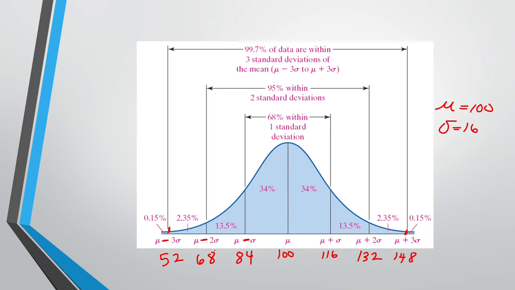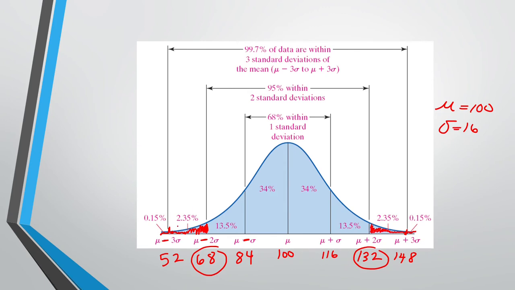I want to know those that are less than 68 or greater than 132. So I'll shade the region. We're going to go less than 68 and we're going to go greater than 132.